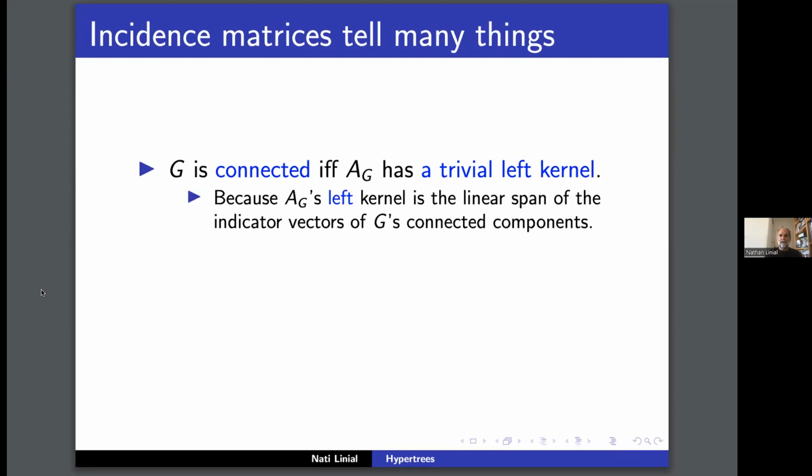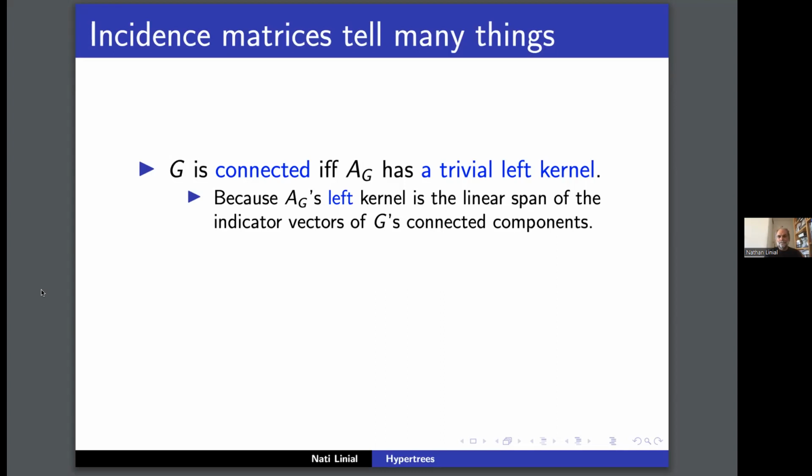Connectivity, from this perspective, is equivalent to the fact that the left kernel of this matrix is trivial. Why? I'm telling you here very simple things which are easy to verify. I will not do these things. By the way, I already know in advance that I probably have more material than I will be able to cover, but it's okay. We'll cover whatever we cover.